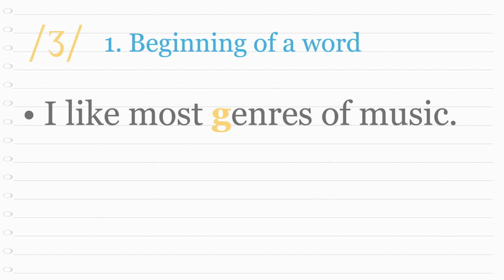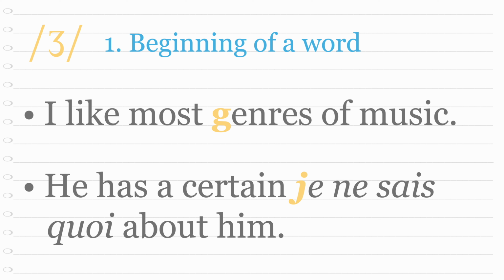We also use this sound in expressions that we borrow from French into English. For example, je ne sais quoi. The phrase actually translates as I don't know what. But we use this phrase to talk about a quality about a person that we can't really put into words. For example, he has a certain je ne sais quoi about him, a quality that I can't really describe, I can't really put into words. Please repeat. He has a certain je ne sais quoi about him.